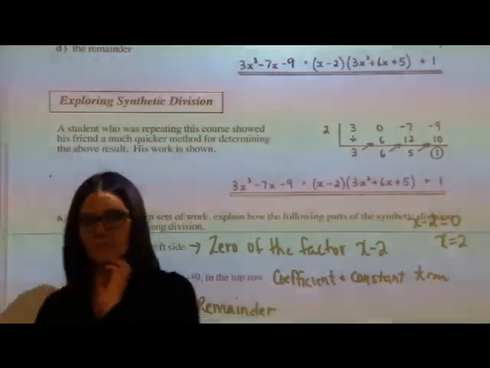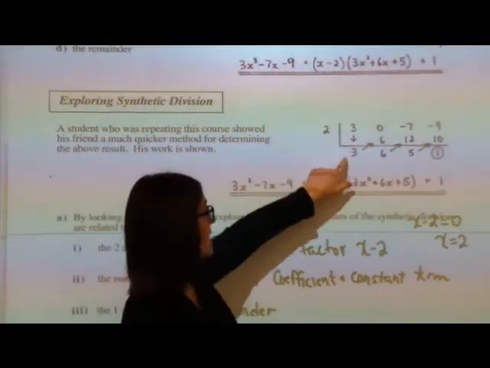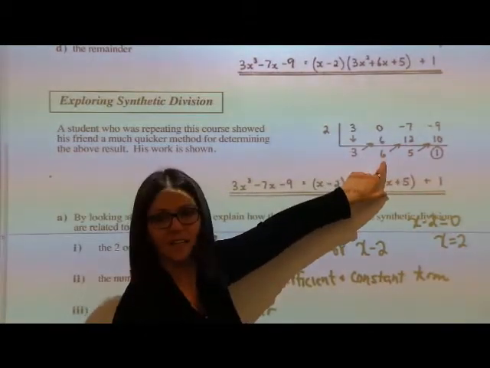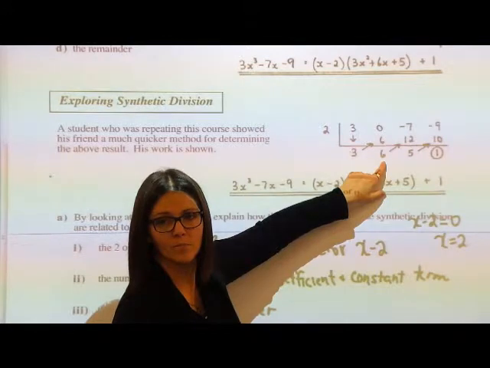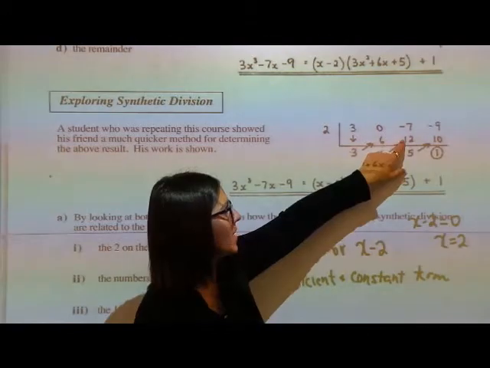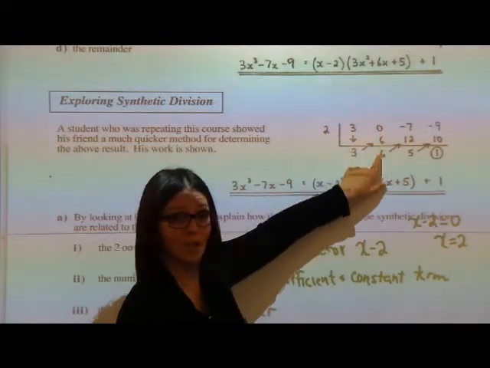How do I get the 6? 2 times 3. How would I get this 6? It drops down, and then 6 times 2 is 12. Okay, so how come this isn't 12? 0 minus 6. Okay, 0 minus 6.